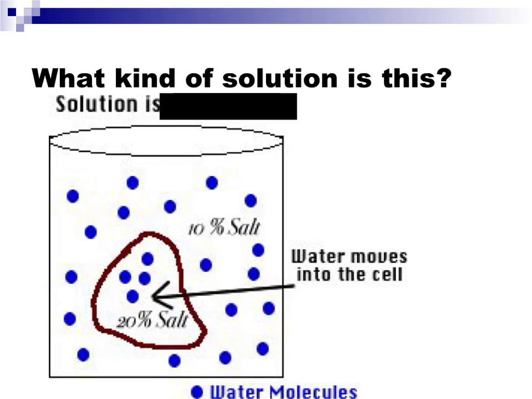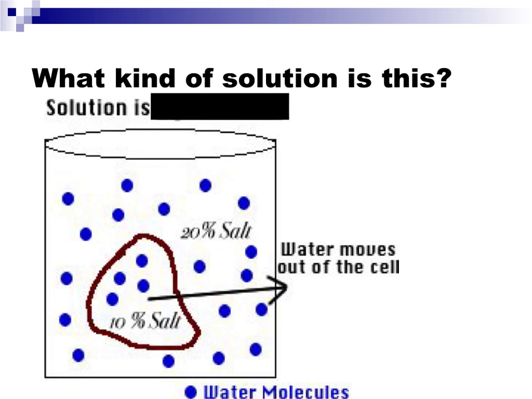Here we're going to ask the same question. What kind of solution is this? So details you should pay attention to. You have a 10% salt solution outside of the cell, a 20% salt solution inside of the cell, and here it says that water moves into the cell. So then you can decide if you think that the solution outside of the cell is hypertonic, hypotonic, or isotonic.